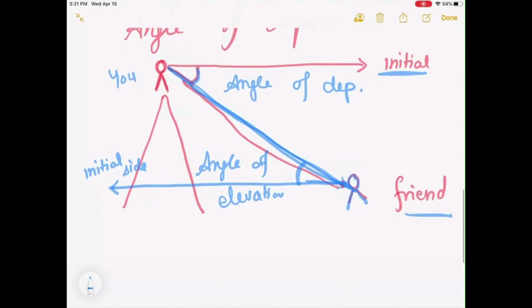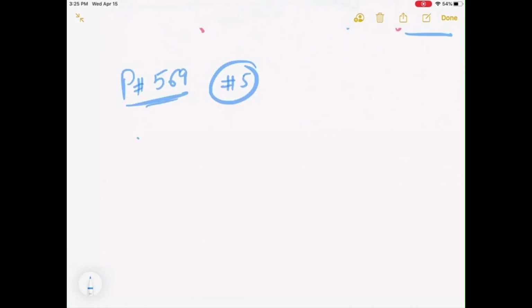Now I'm going to show you an example. I'm on page number 569, looking at example number 5. If you want to follow along, you can open your textbook. What I have in this problem is a surveyor standing 115 feet from the base of the Washington Monument, as shown in figure 9.26. The surveyor measured the angle of elevation to the top of the monument as 78.3 degrees. How tall is the Washington Monument?